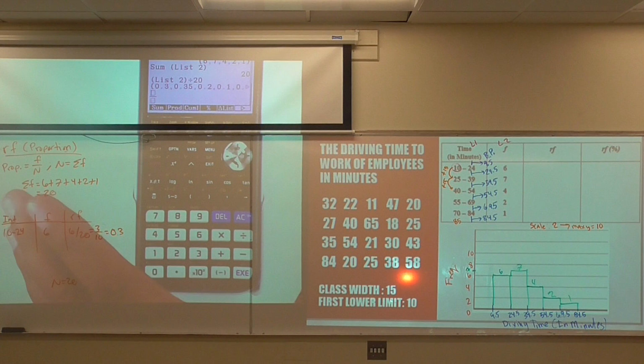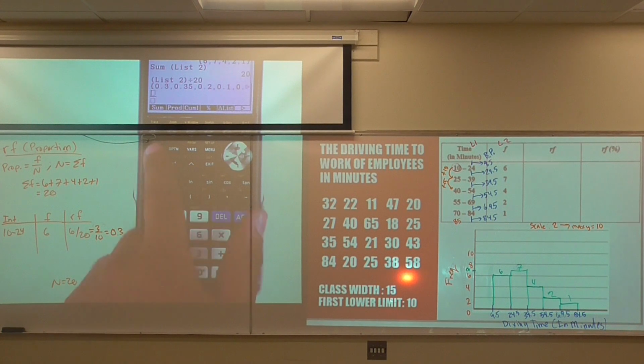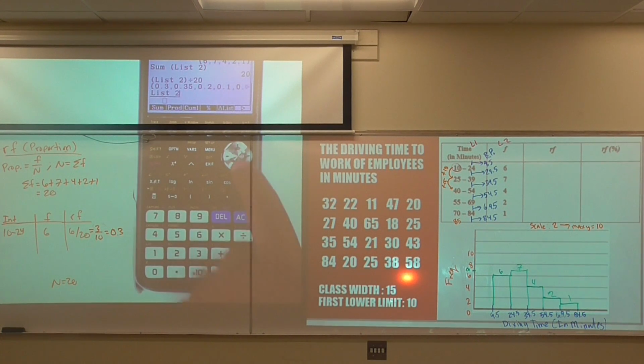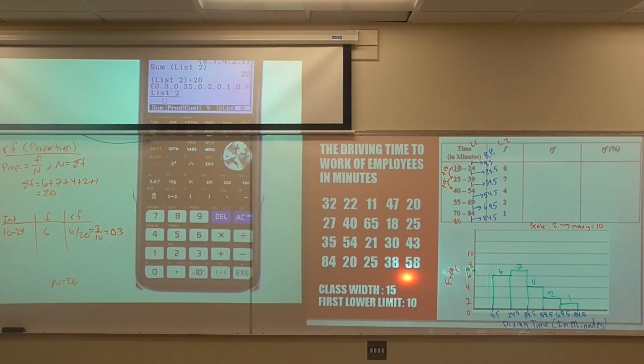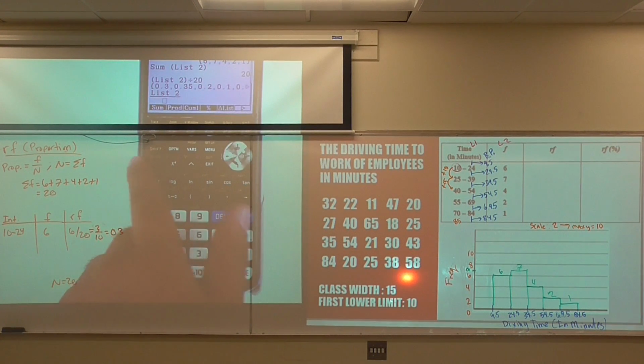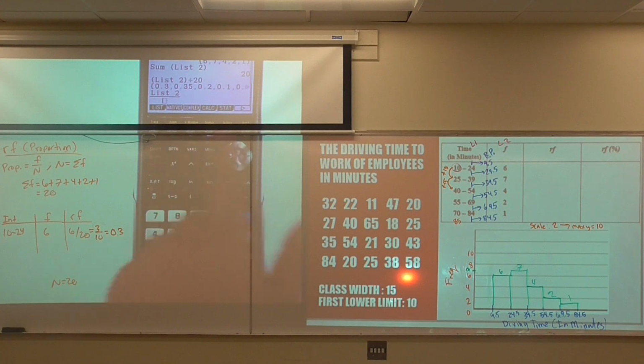Over here, the parentheses are required because it's in the numerator, but if it's going to be one whole line, you have the parentheses. So shift list 2, and for the denominator, I'm just going to call upon the sum. So I'm not going to put 20, I'm going to call upon the sum this time. So I'm going to do option, find the sum. Oh wait, it's not there.